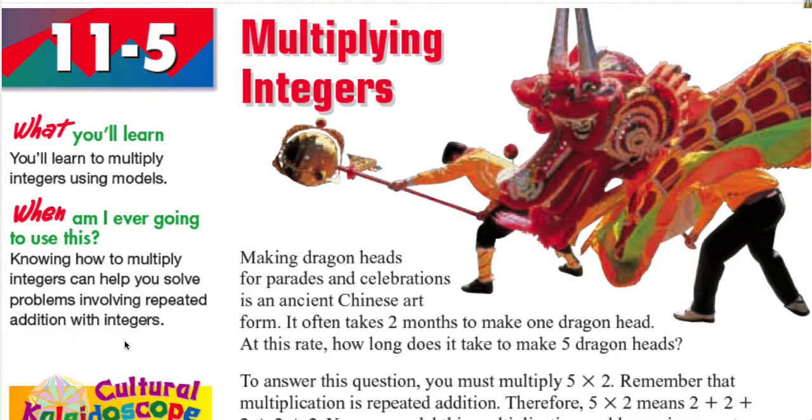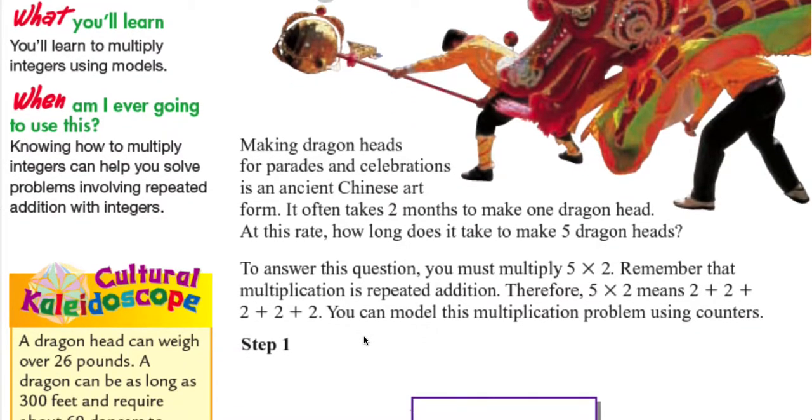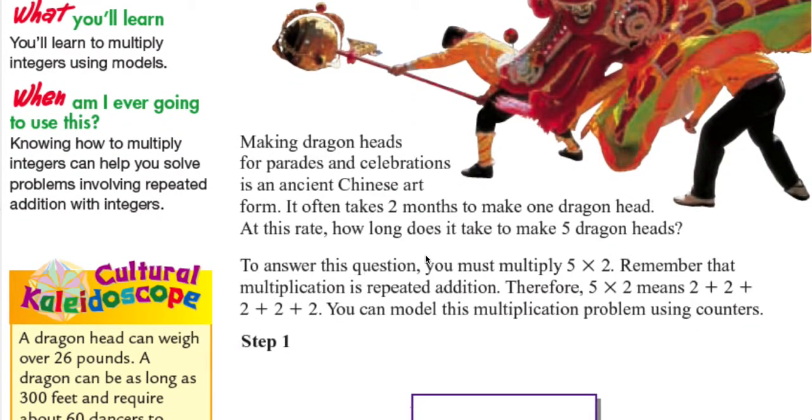Making dragon heads for parades and celebrations is an ancient Chinese art form. It often takes 2 months to make one dragon head. So at this rate, how long does it take to make 5 dragon heads? This is an easy multiplication problem. To answer this question, you just have to multiply 5 times 2.